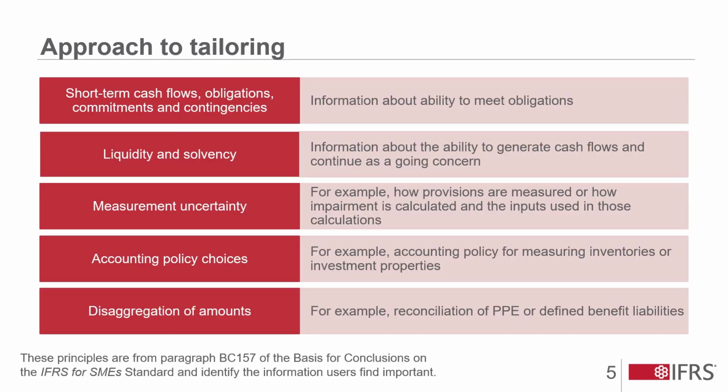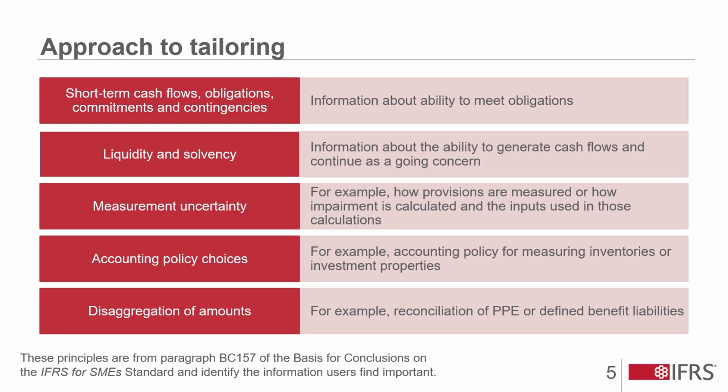These principles are set out in paragraph BC 157 of the Basis for Conclusions on the IFRS for SMEs standard. They are used when developing the IFRS for SME standard to help reduce the disclosure requirements in IFRS standards by identifying what information is important to users of SMEs' financial statements. In developing the IFRS for SME standard, the board was guided by the following 5 principles.